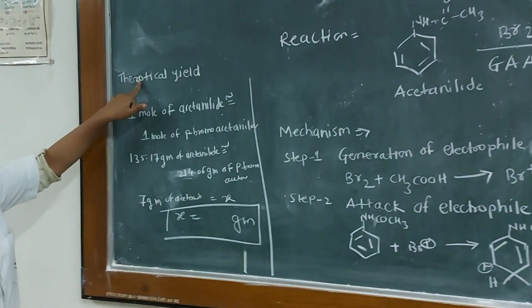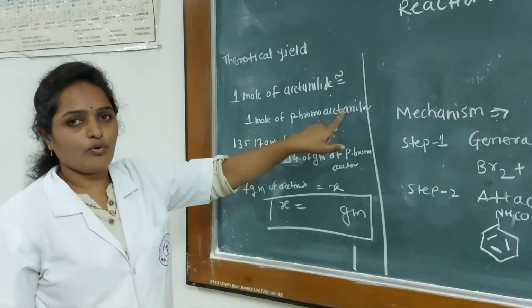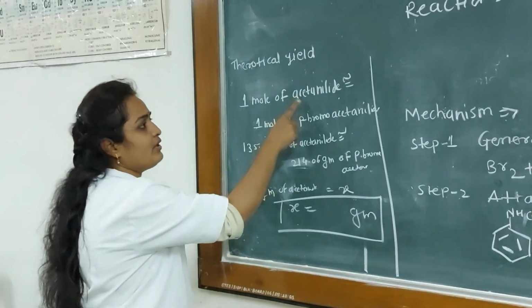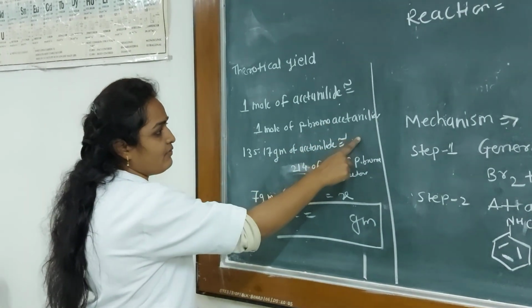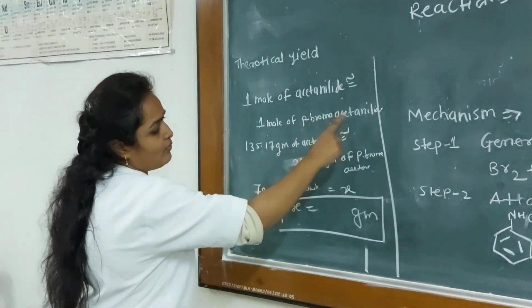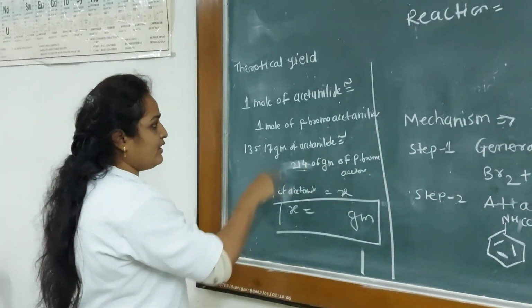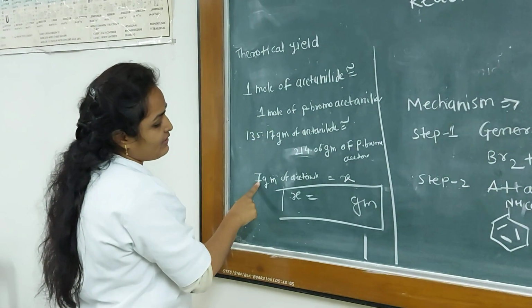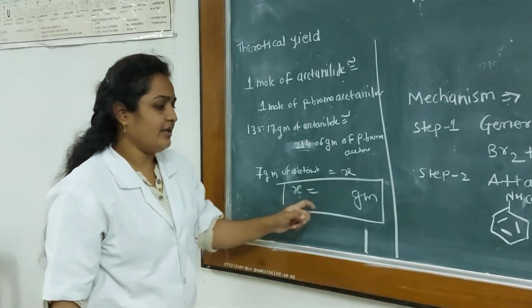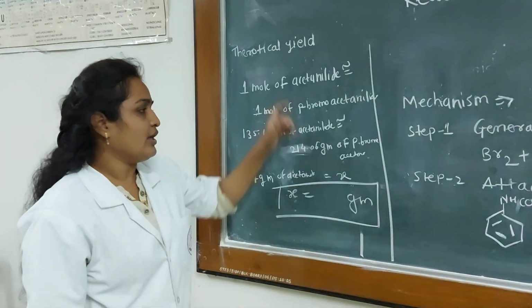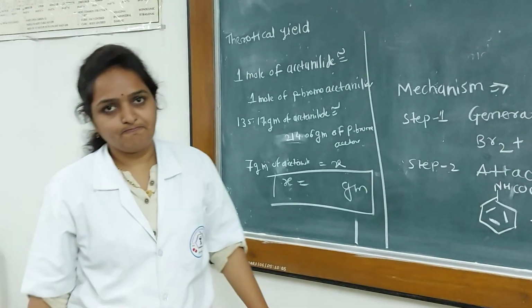The next one is the theoretical yield. 1 mole of acetanilide is equivalent to 1 mole of para-bromoacetanilide. The molecular weight of acetanilide, 135.17 grams, is equivalent to the molecular weight of para-bromoacetanilide, 214.6 grams. Then in your procedure, 7 grams of acetanilide is equal to X. Then by cross multiplication, X is the theoretical yield of para-bromoacetanilide.